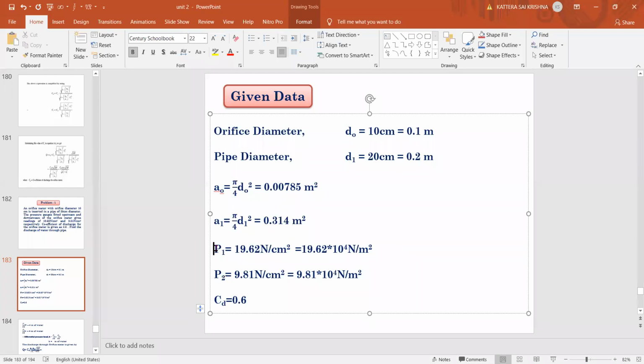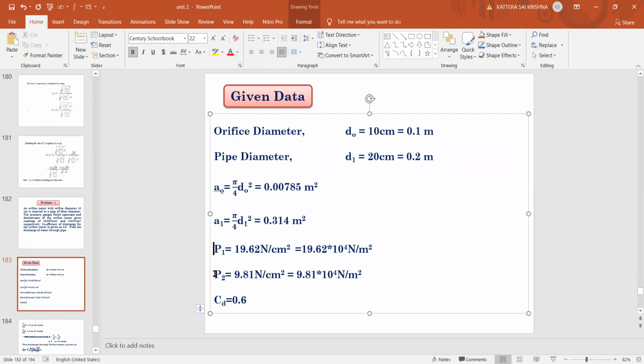Pressure at pipe and pressure at throat. You can write that as pressure at section 1, and this is the pressure at the orifice, section 2. So P1 equals 19.62 Newton per centimeter square is given to us. Convert it in terms of meter square, so you'll get 19.62 into 10 power 4 Newton per meter square as P1.